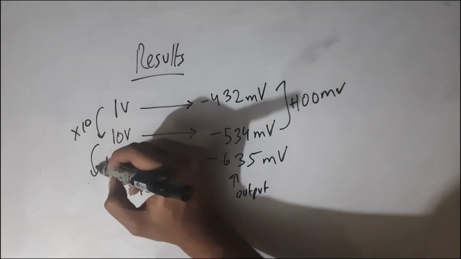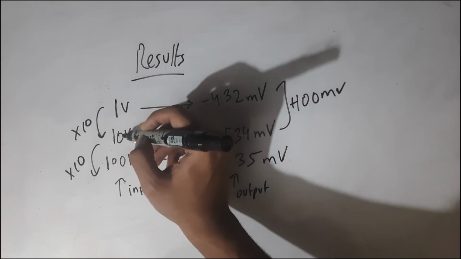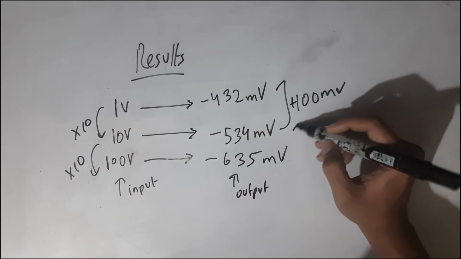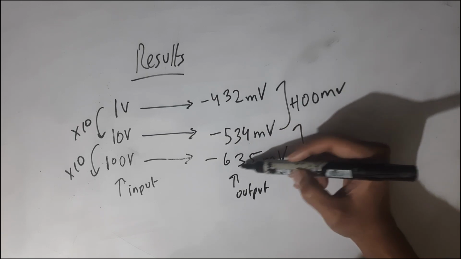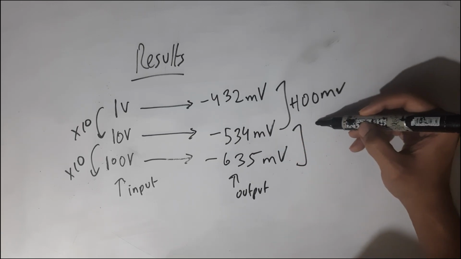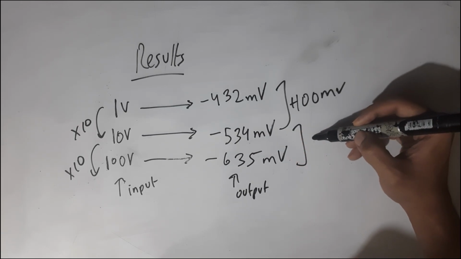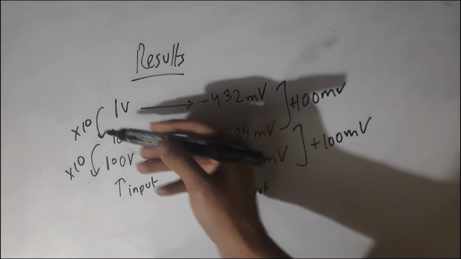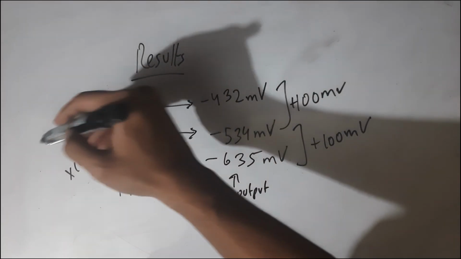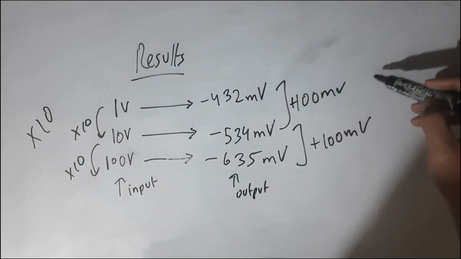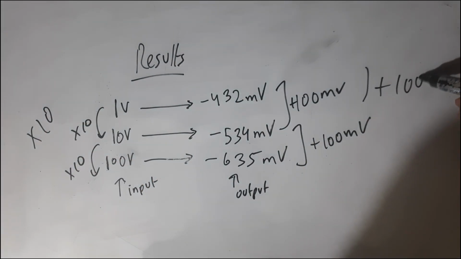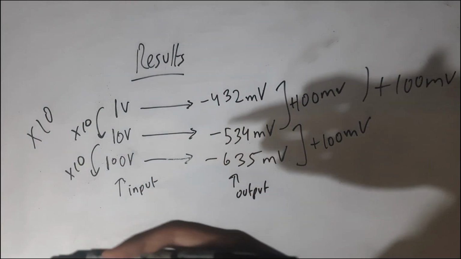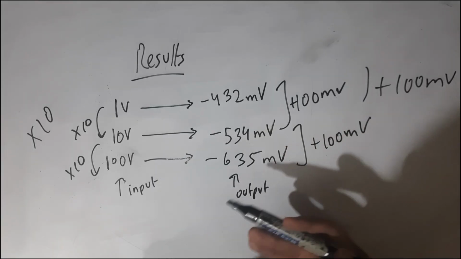Again, if we multiply our input by 10, from 10 to 100, our output voltage will be 635 minus 534, which is 101 millivolts, which is approximately again 100 millivolts. That means every time we increase our input voltage by 10 times, our output voltage gets 100 millivolts added. Now how does this represent the logarithmic relationship?